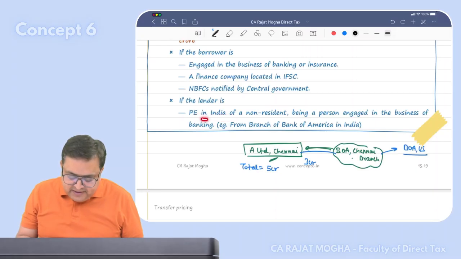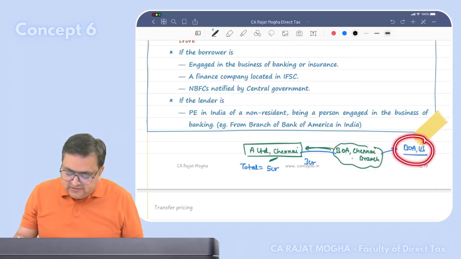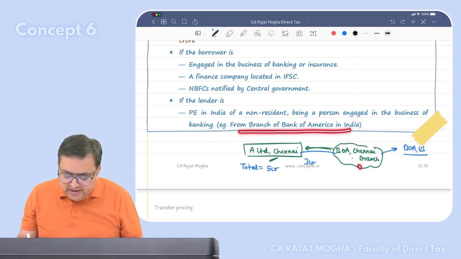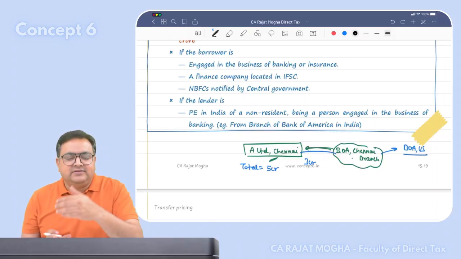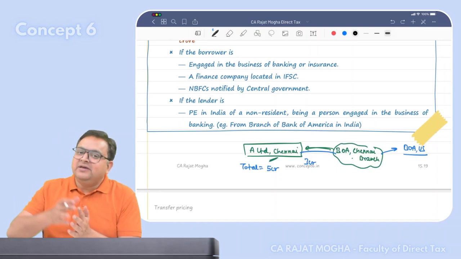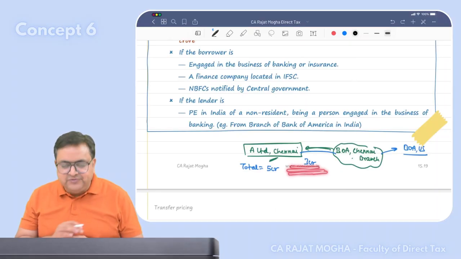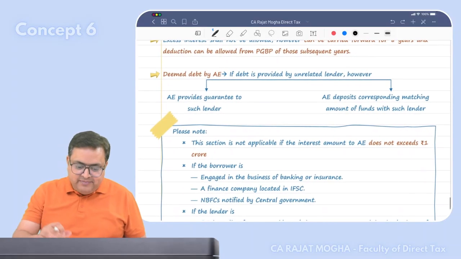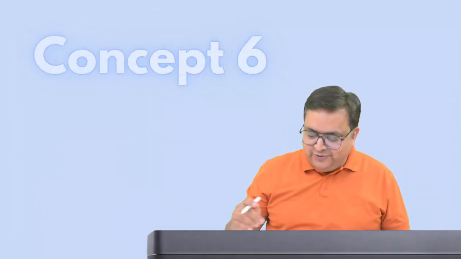If the lender is the PE in India, the Bank of America Chennai branch, of a non-resident, the main parent company being Bank of America US, being a person engaged in the business of banking, and you take a loan from that branch in India, and let's say the amount of loan is so much that it exceeds 51%, what will the assessing officer say? You became the associate enterprise. The answer is no. In that case, the 30% provisions would not be applicable. Got it? So I believe that now most of the provisions of transfer pricing are clear to you, right?